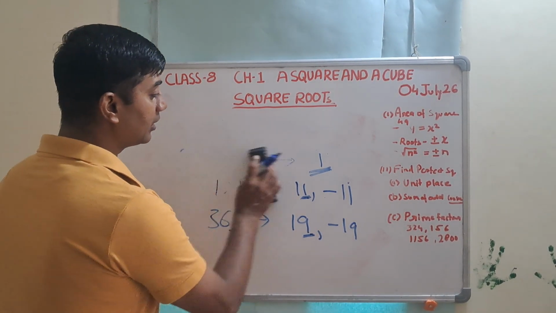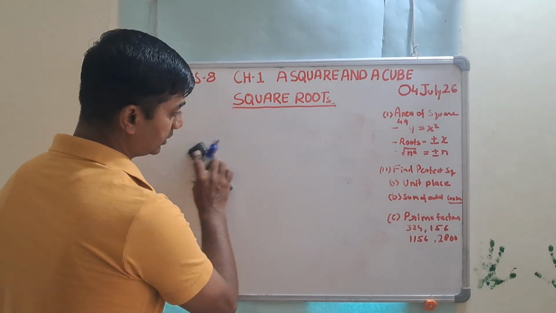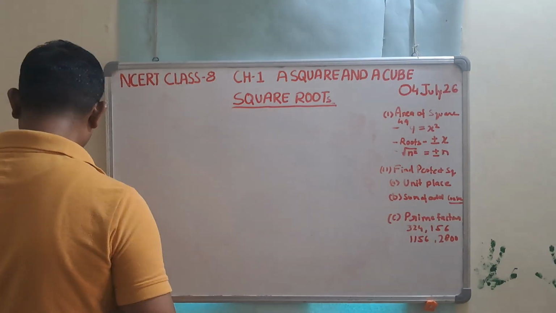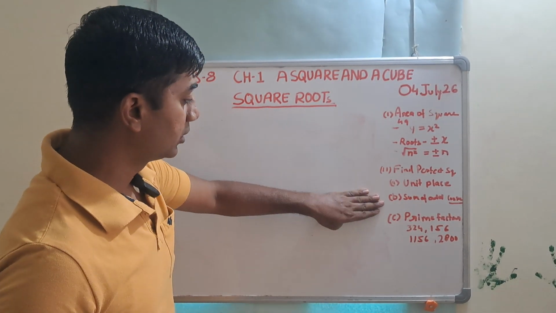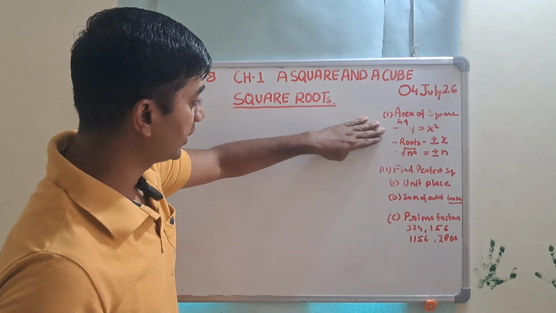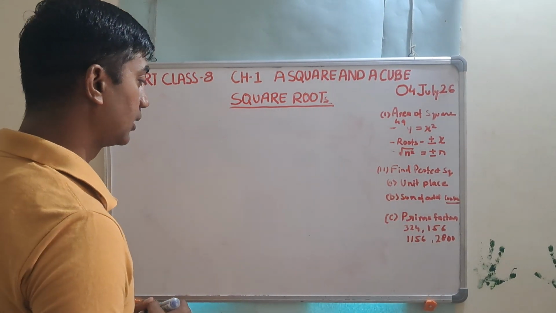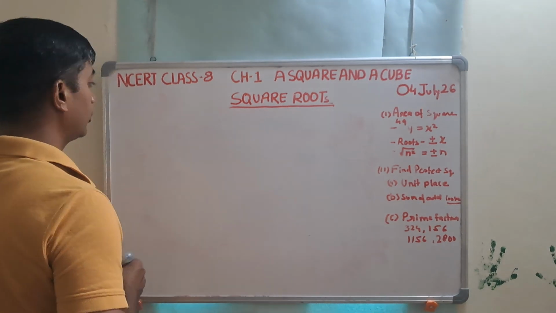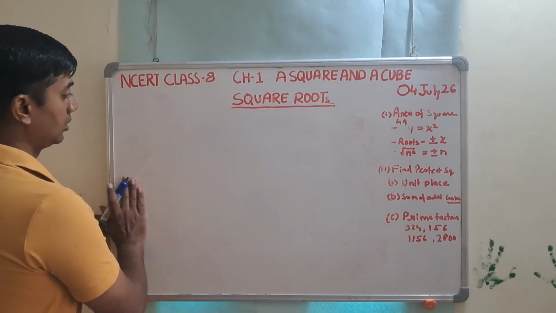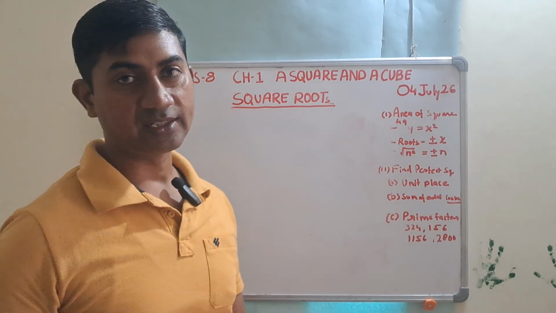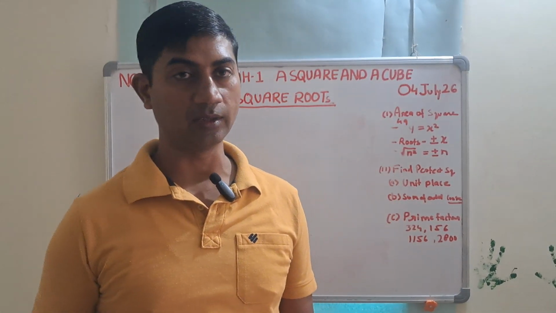So these are three methods which you can use to find out the perfect square root by just watching the unit place of the perfect square. Understood? Now what was the second method to find whether a particular number is a perfect square or not? The second method was the sum of successive odd numbers.